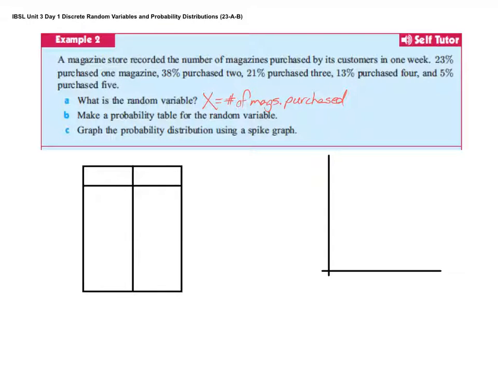Okay? So here, if we're creating a table for this, we will put our random variable X in one column. We'll put the probability that the random variable X equals a specific value of X in the other column. Okay? So you'll notice we have 1, 2, 3, 4, and 5 for our X's. Okay? And then we have our percent. So 0.23, 0.38, 0.21, 0.13, and 0.05.